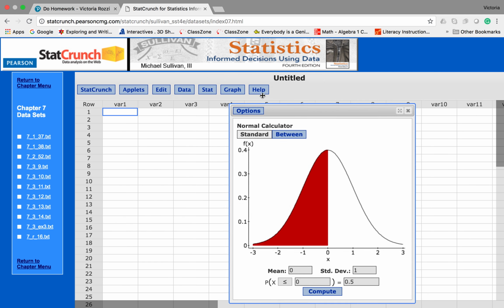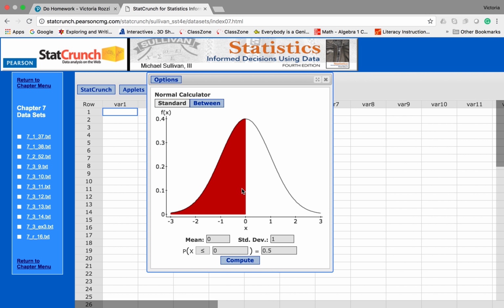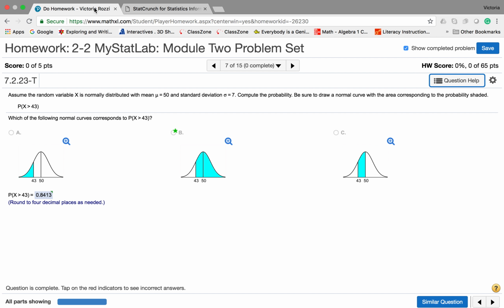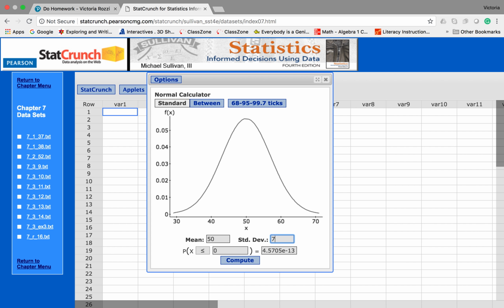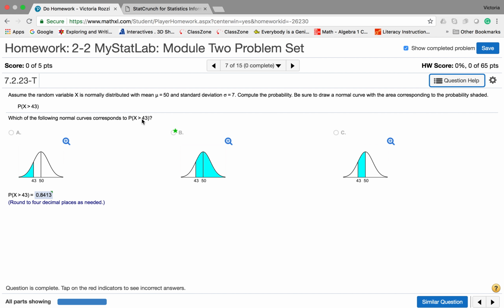Now what it's going to give us here is the standard normal distribution, which is a mean of 0 and a standard deviation of 1. But we can change that. If you look back at our problem, our mean is supposed to be 50 with a standard deviation of 7. So we're going to go over here and change the mean to 50 and our standard deviation to 7. Ta-da!